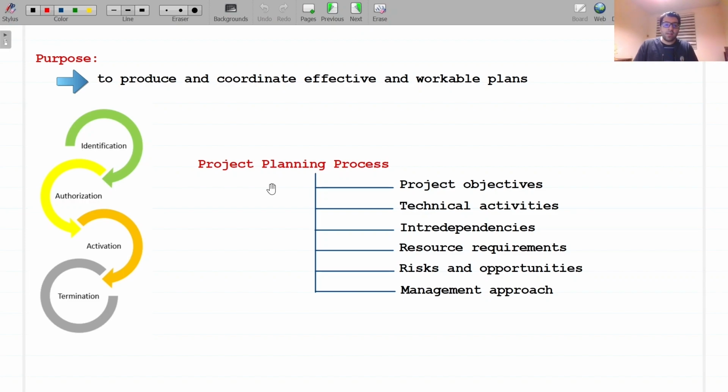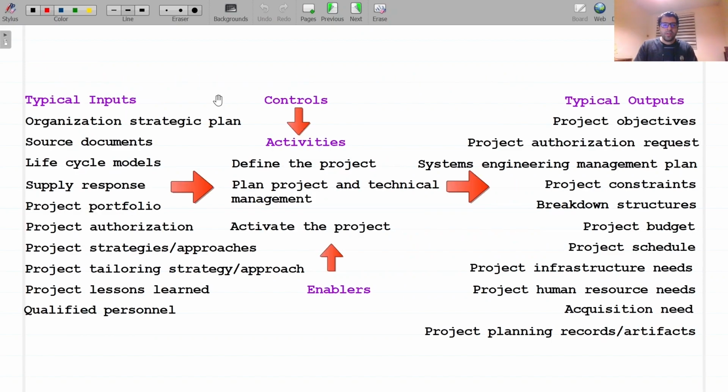Project planning establishes the direction necessary to enable execution of the project and the assessment and control of the project progress. It identifies the details of the work and the right set of personnel, skills, infrastructure, and facilities with a schedule for needed resources from within and outside the organizations. Inputs and outputs for the project planning process are listed in this slide.